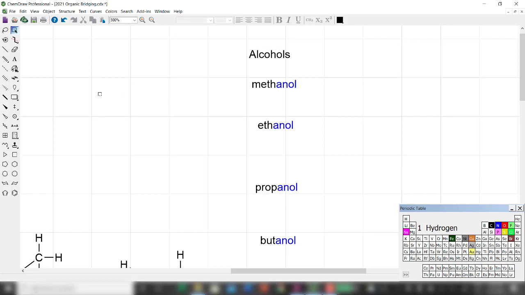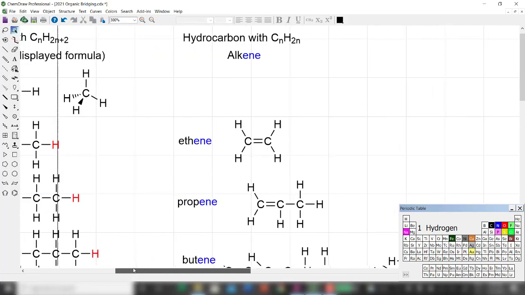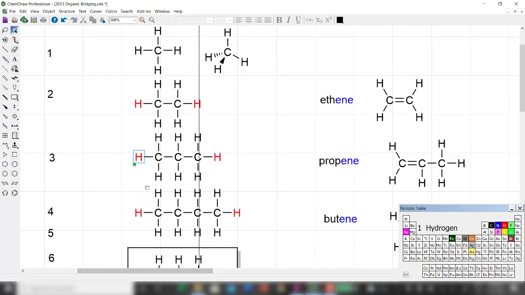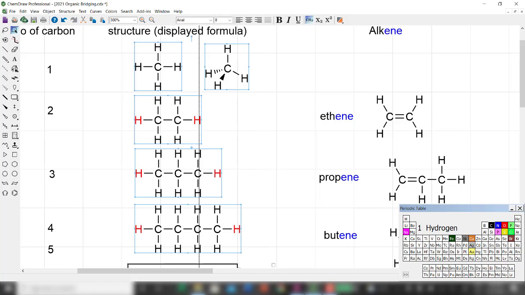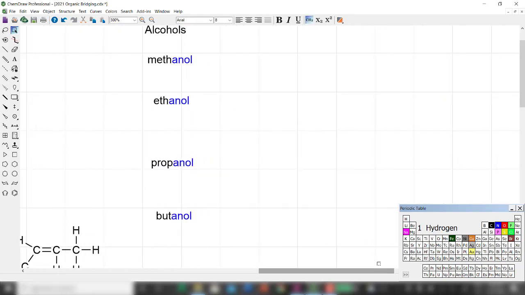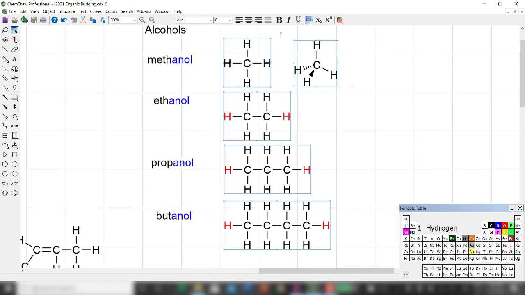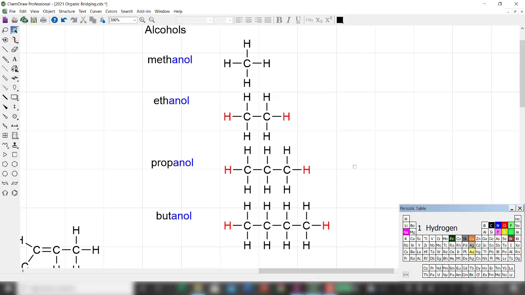And what about the structural formula? It's the same thing. I'm just going to paste everything over to the right, but of course I will delete this. Again, we're going to put an OH right at the end.